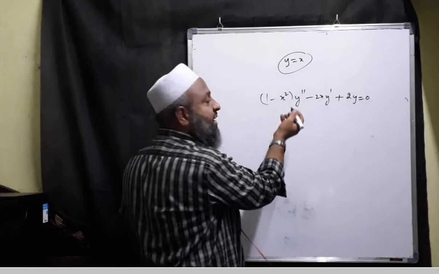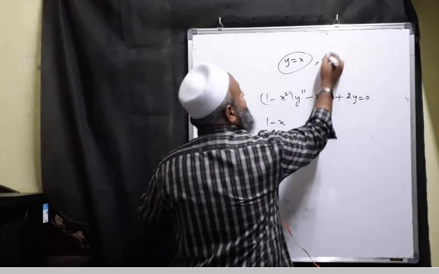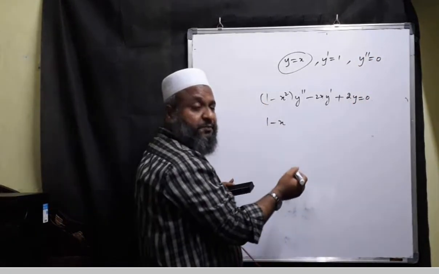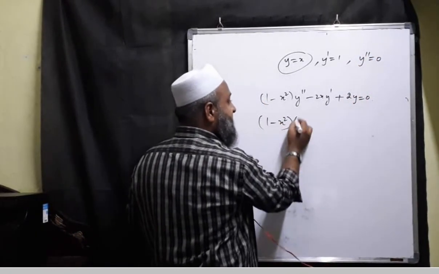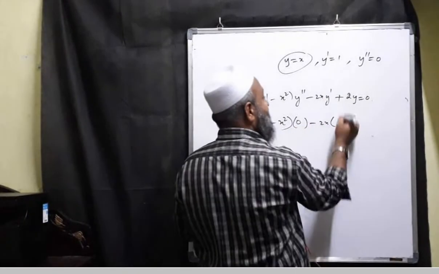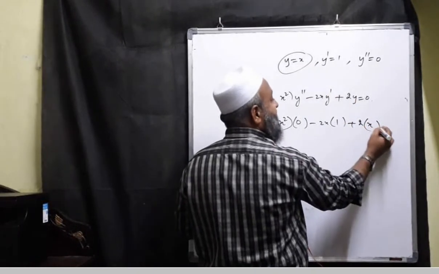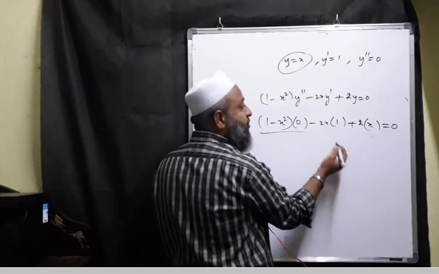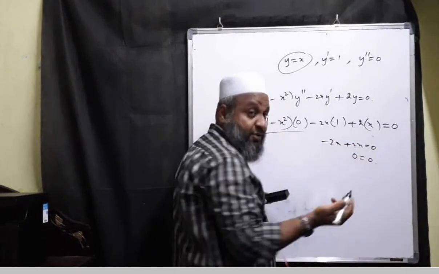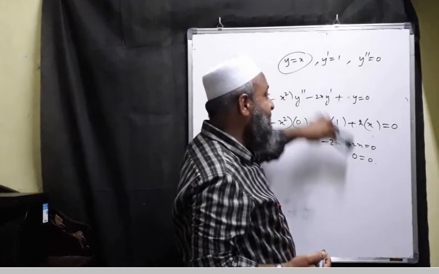If you don't understand, or if you don't accept, let us verify. If y is x, what is y dash? It is 1. What is y double dash? That is 0. So 1 minus x square into 0, minus 2x into that y dash, that is 1, plus 2 into that y, which is x, equal to 0. This is gone. Minus 2x plus 2x is equal to 0. 0 equal to 0. Of course. But now if I change the number, then this y equal to x will not be a solution.